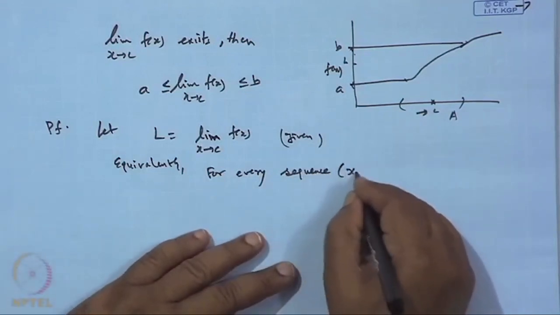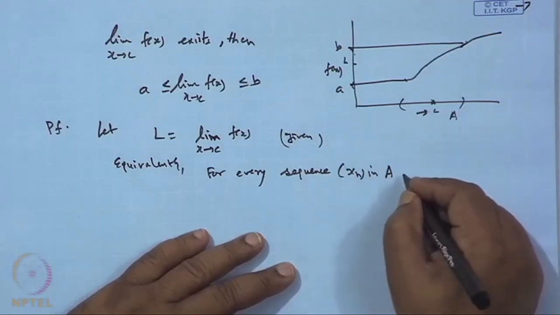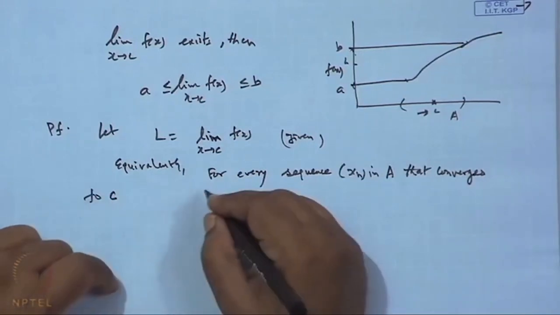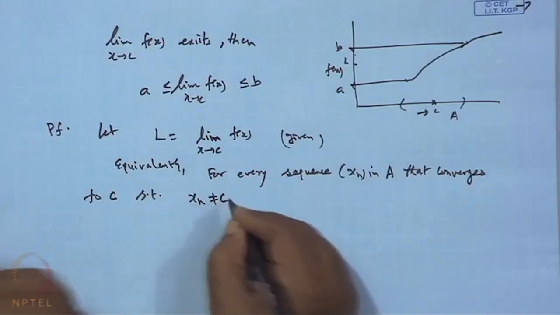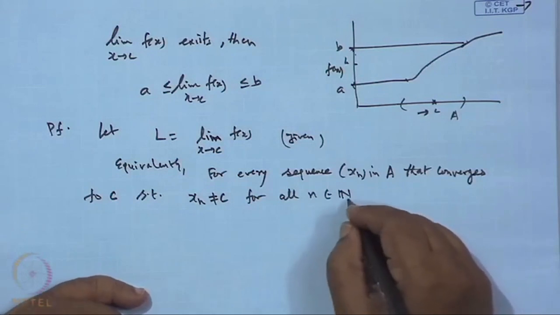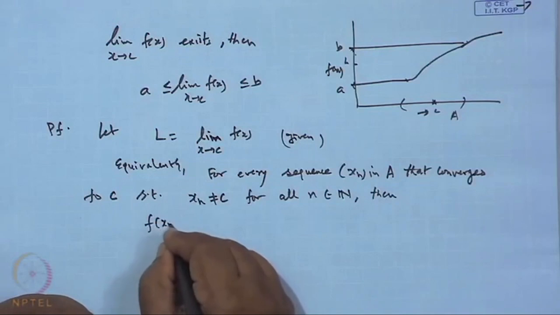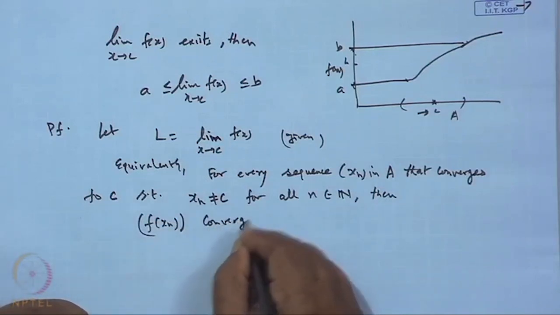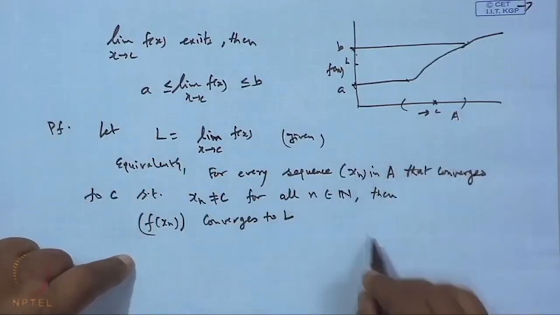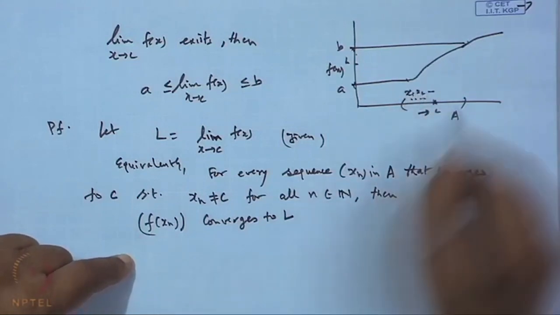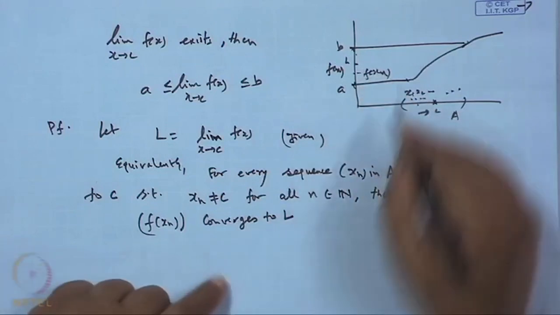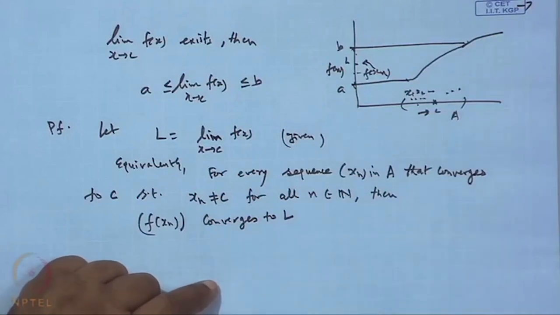for every sequence x_n in A that converges to C such that x_n is not equal to C for all n belonging to the natural numbers, the sequence of functional values f(x_n) converges to L. So when we say the limit of f(x) as x tends to C is L, equivalently there will be a sequence x_n in A, meaning x_1, x_2, and so on, all different from C. Then the corresponding images f(x_1), f(x_2), and so on, converge to L. This is the equivalent definition.